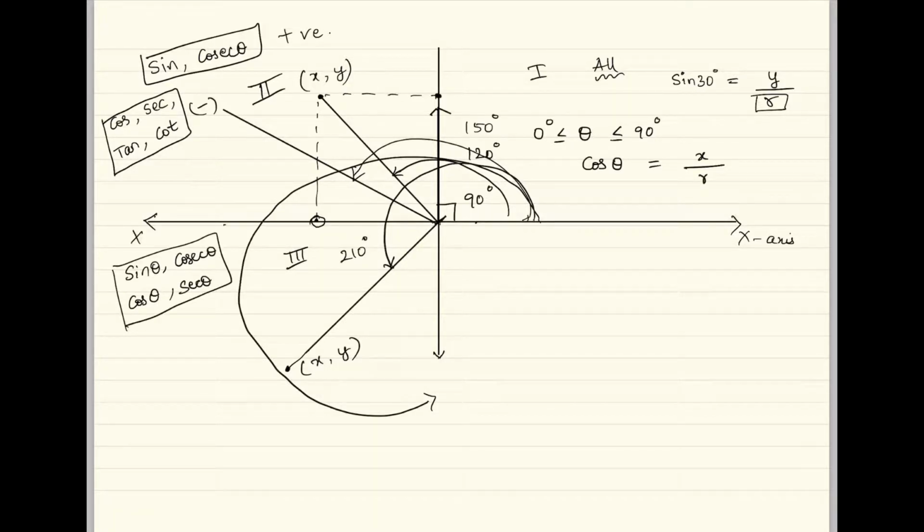So all these four are negative. What about sine theta by cos theta? That is negative by negative, so tan theta is going to be positive. That means tan 210 is positive, and its reciprocal cot 210 is also positive. So in the third quadrant, tan and its reciprocal are going to be positive.